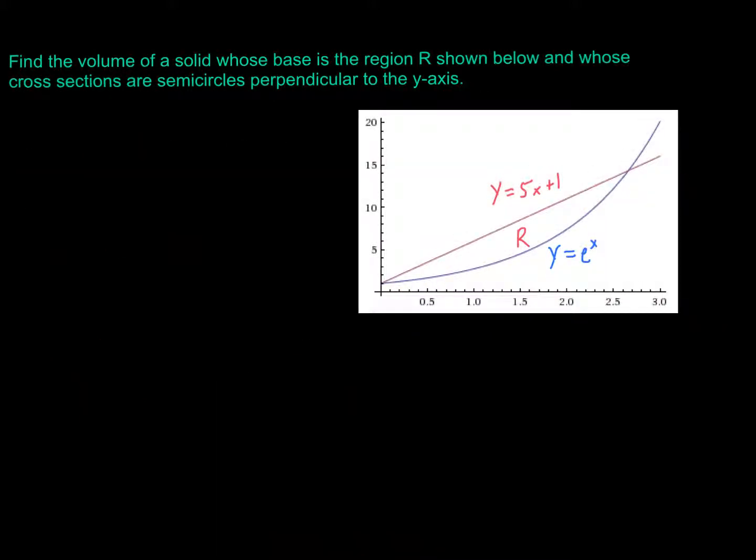All right, so here we want to find the volume of a solid whose base is the region R shown below, and whose cross sections are semicircles perpendicular to the y-axis. So this is a different orientation for your cross sections, but it's nothing that you can't handle. Go through it, find your volume, and then go ahead and press play, and we'll look at the solution together.